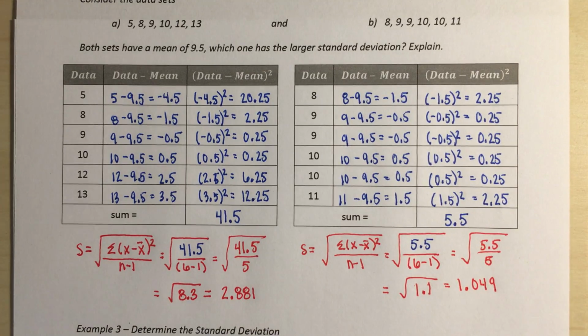So as we expected, based on looking at our number line, this data was more spread out. We have a larger standard deviation. This data was less spread out. We have a much smaller standard deviation. So our numerical values that we get here support our conclusion that we came up with previously.